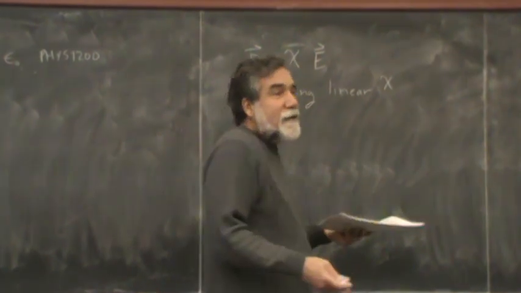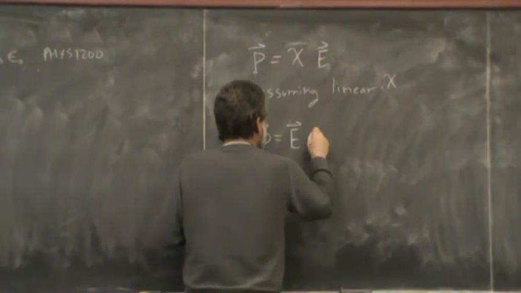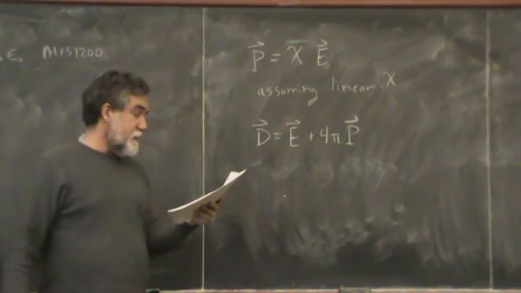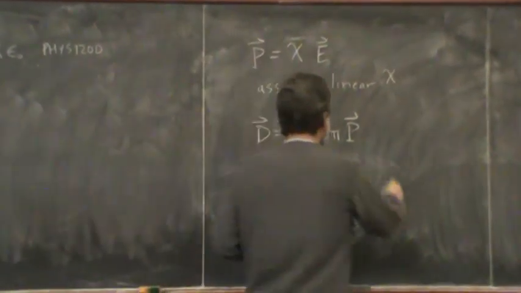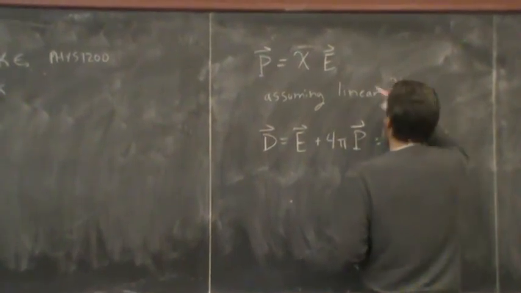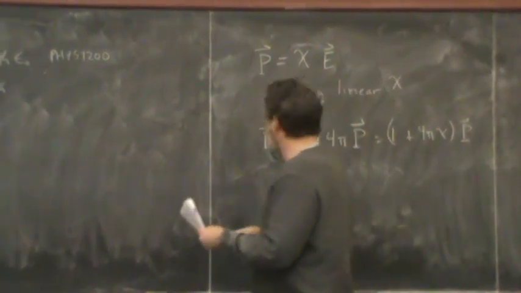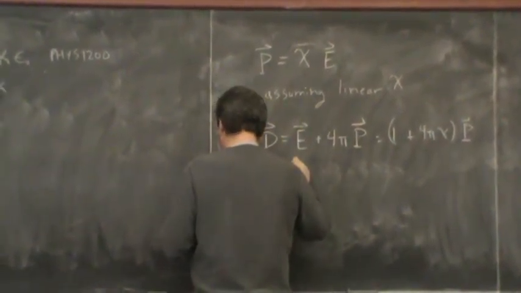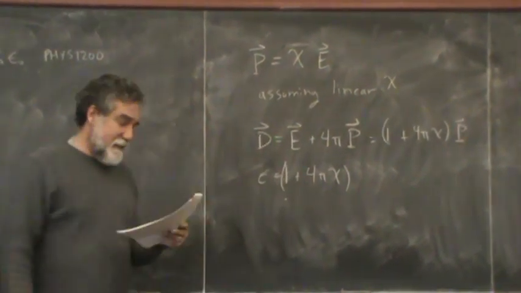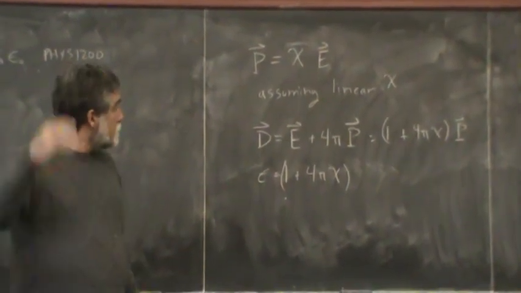I thought that approximation confused you enough. So this is what we did, right? There's the 4 pi there. So we're going to write that as 1 plus, by that definition. Now we'll define epsilon as 1 plus 4 pi chi. So I buried the 4 pi. Isn't that 1 plus 4 pi chi E?